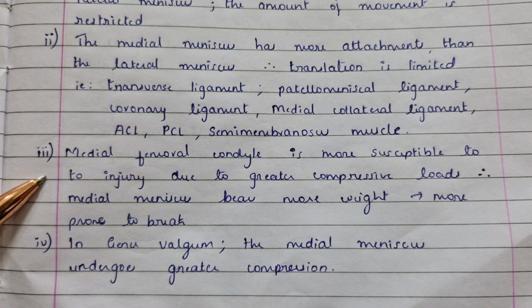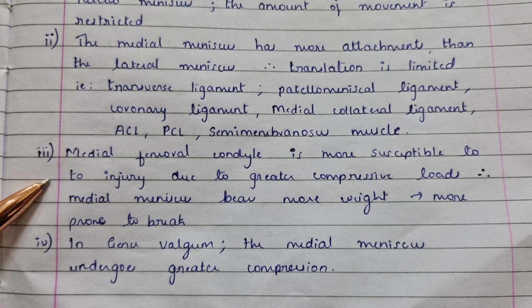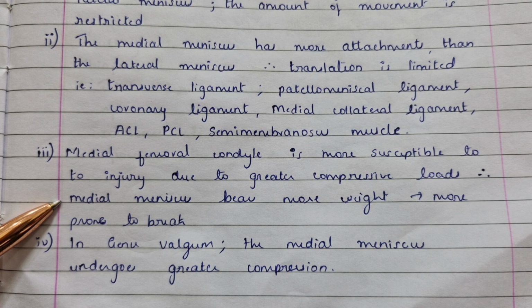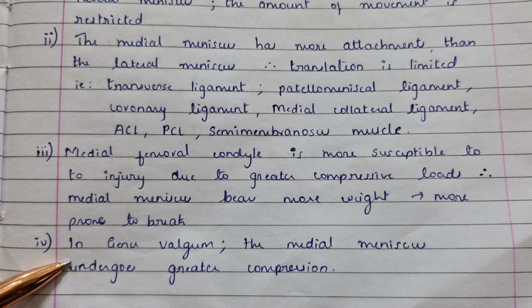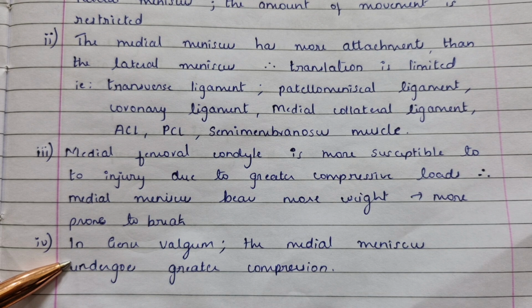Thirdly, the medial femoral condyle is more susceptible to injury due to greater compressive loads. Therefore, the medial meniscus bears more weight. As a result, it is more prone to break. And lastly, in genu valgum, the medial meniscus undergoes greater compression as compared to the lateral meniscus. As a result, the medial meniscus is more prone to breakage.